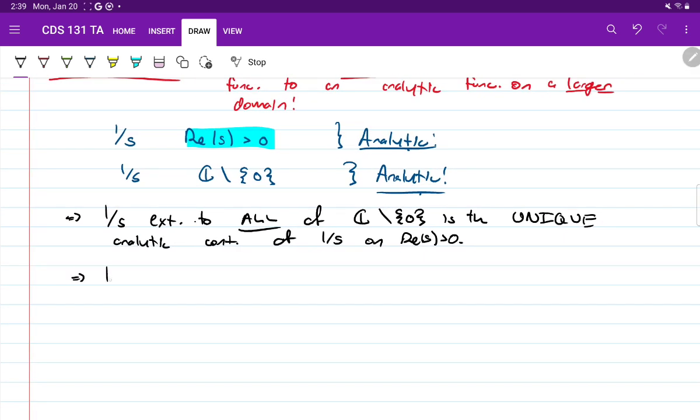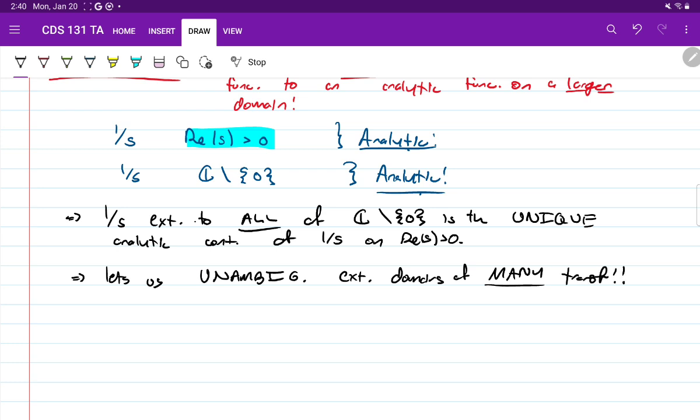So what this does is this lets us unambiguously extend domains of many transforms. Okay? So if we can identify an analytic continuation, which is pretty easy to do for quite a large class of transforms, then we can automatically just identify our transform defined on maybe this small region of convergence with its analytic continuation to this larger region.